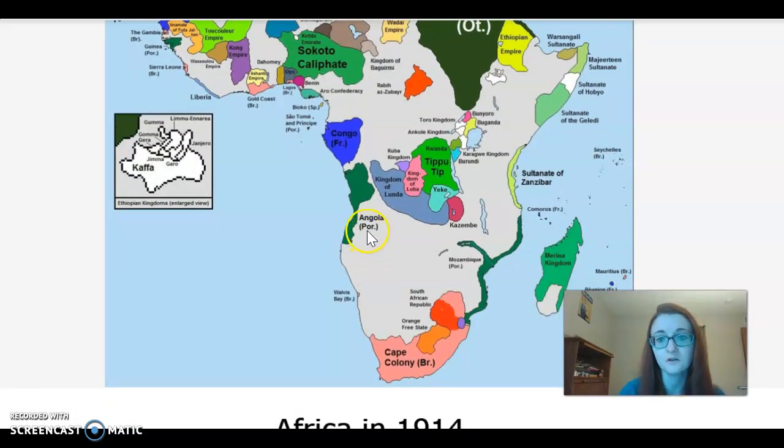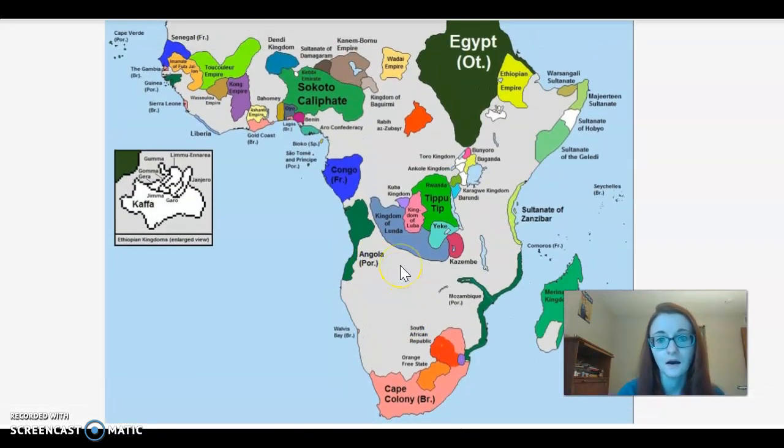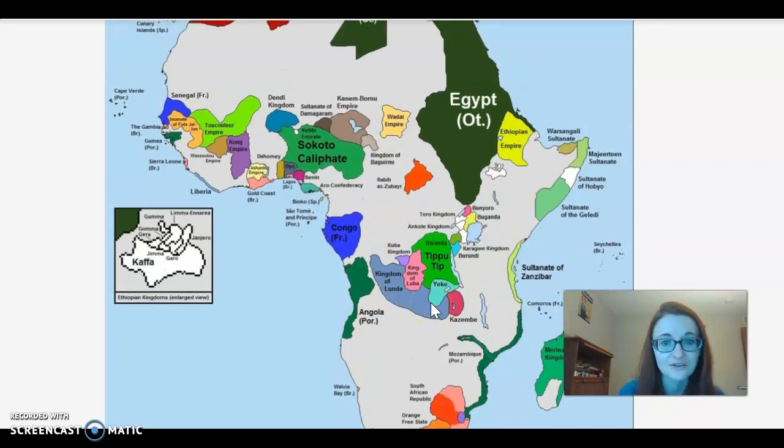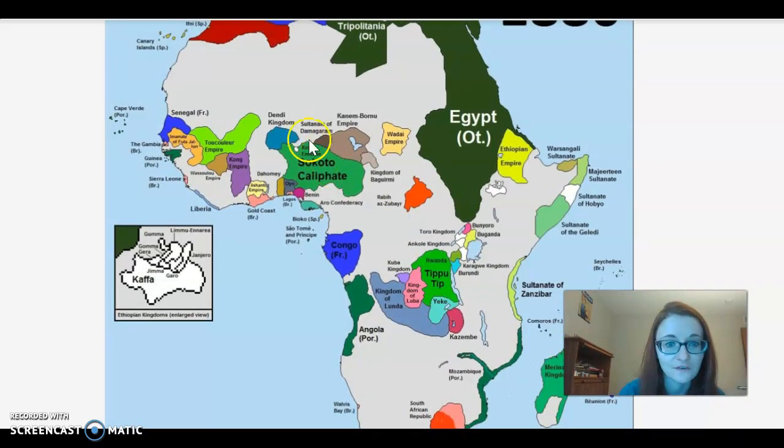POR, that'd be Portugal for Angola, which is not that navy green, but that dark green. I don't think navy green is a color. It's been a long few weeks. That dark green, it's just a little bit lighter. That would be Portugal. I'm trying to see if there's any others on here that might be difficult to see.